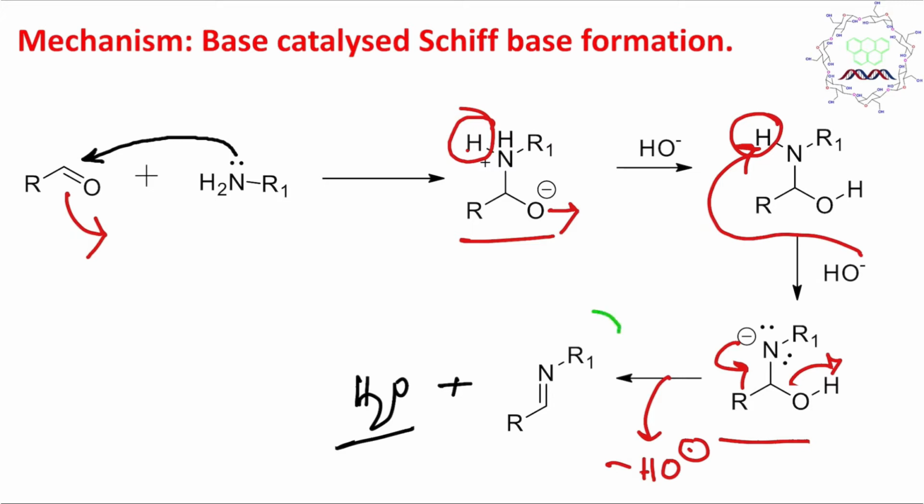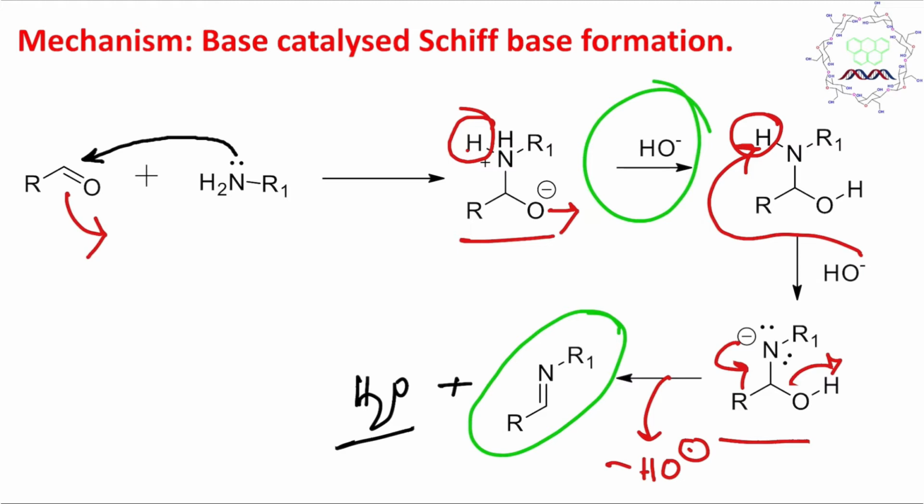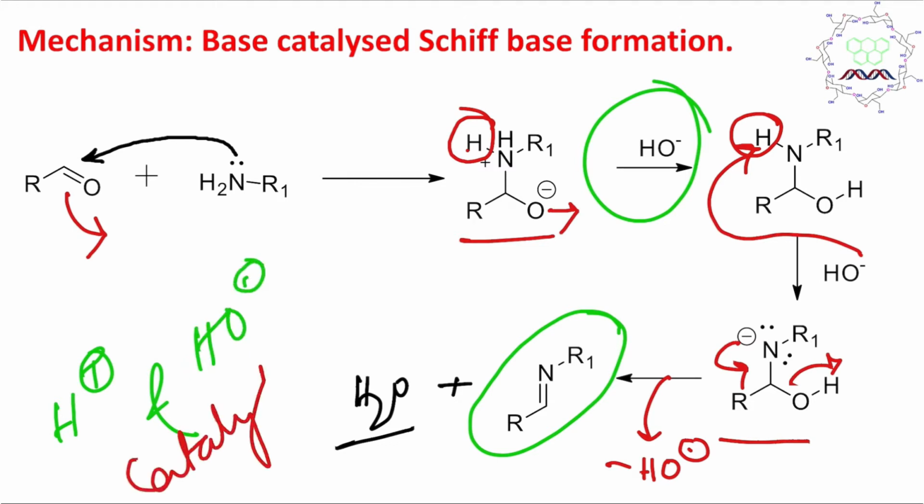Now why is free imine directly formed here? Because the medium is basic. So this is the overall thing, and please remember both H plus and alkali are needed in catalytic amount. So a catalytic amount of acid and base is sufficient to carry out this Schiff base formation.